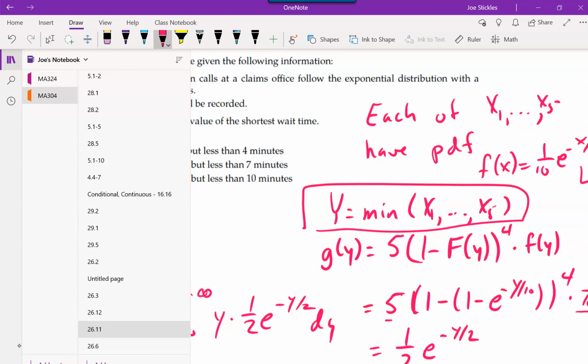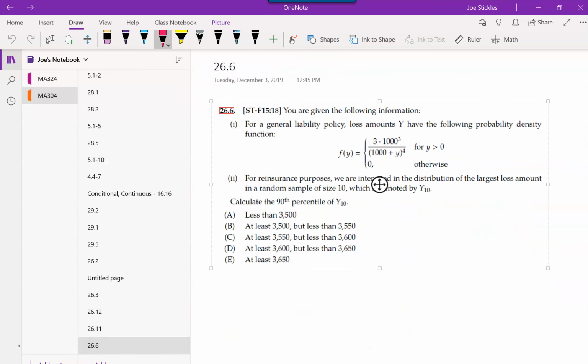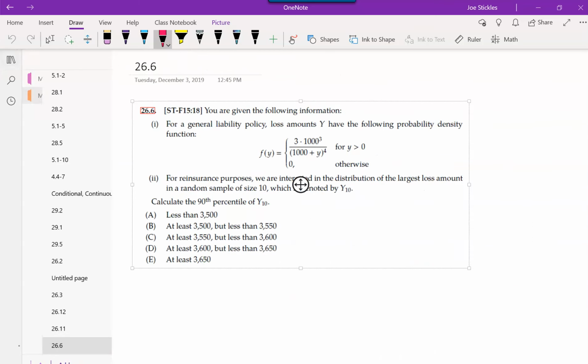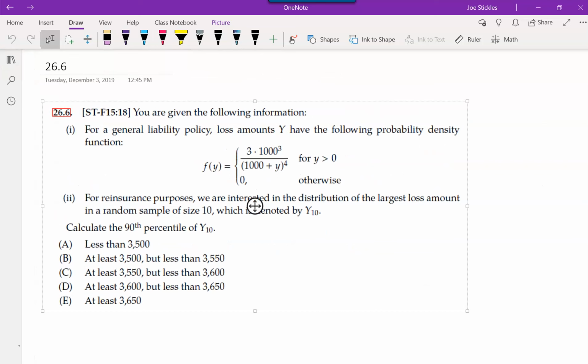All right, let's do 26.6. Similar, but flipped, if you will. Don't worry about it saying calculate the 90th percentile, because I want to do that just as a review idea anyway. But don't worry about that to start with. Instead of looking for the minimum in this case, what are we looking for? The maximum, right? Because it wants the largest, the distribution of the largest in the sample. Okay?